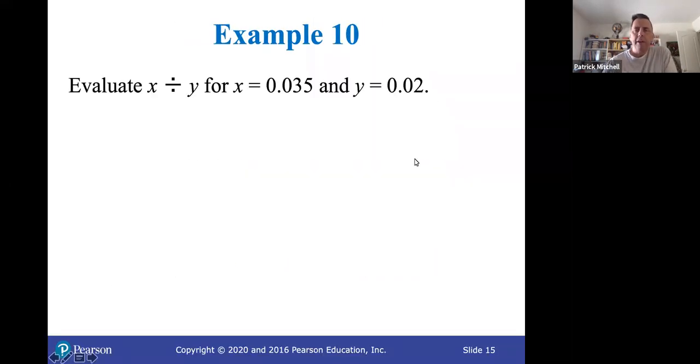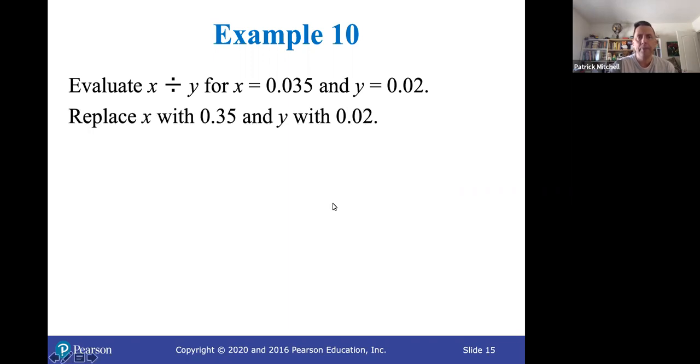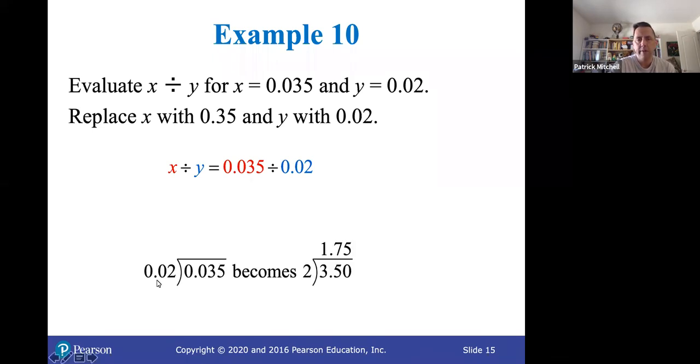All right, now we have an example of evaluating expressions. They want me to evaluate x divided by y if x is 35 thousandths and y is 2 hundredths. So this is just a division problem, dressed up to be a little fancier. Okay, it's going to turn into 35 thousandths divided by 2 hundredths. So this is one of those problems where you're going to have to move the decimal points in both numbers. We're going to move the decimal points 2 places to the right.